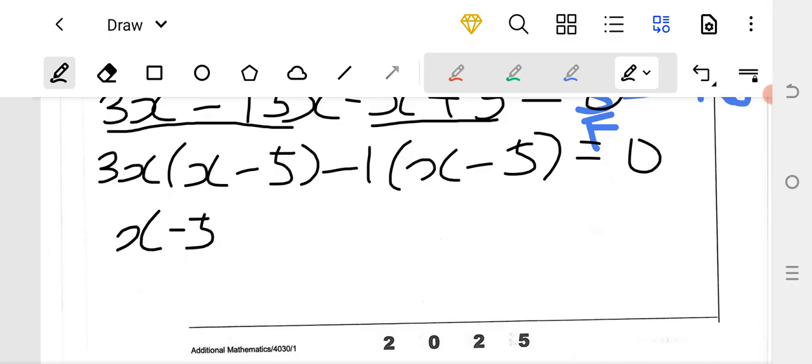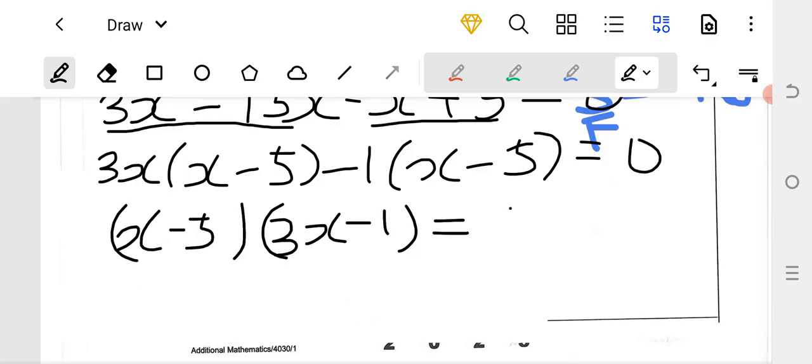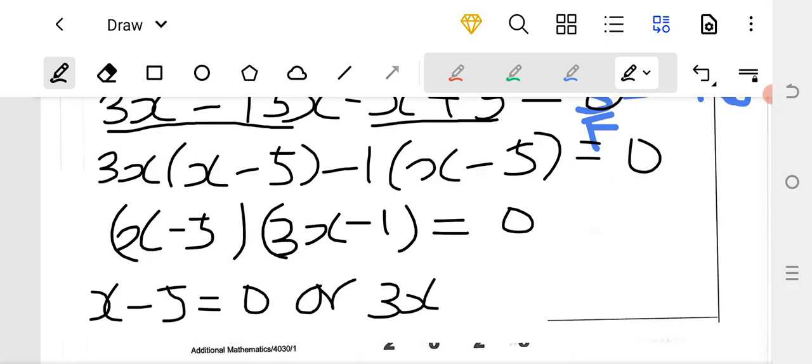So x minus 5, and then we have 3x minus 1 is equal to 0. x minus 5 is equal to 0, or 3x minus 1 is equal to 0. So what have I done? I got this bracket, it's here, and then the 3x and the negative 1, the numbers that are in front of the brackets also form their own bracket like that. So x minus 5 is equal to 0, or 3x minus 1 is equal to 0.